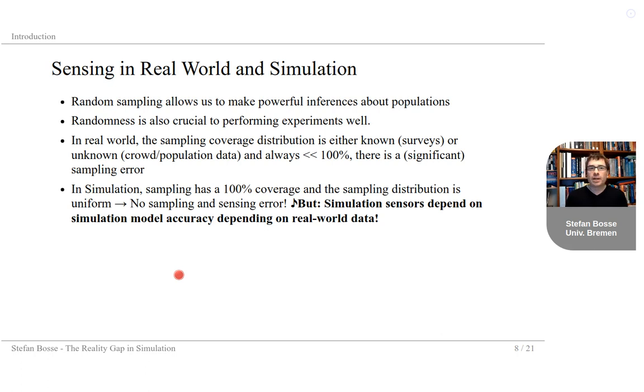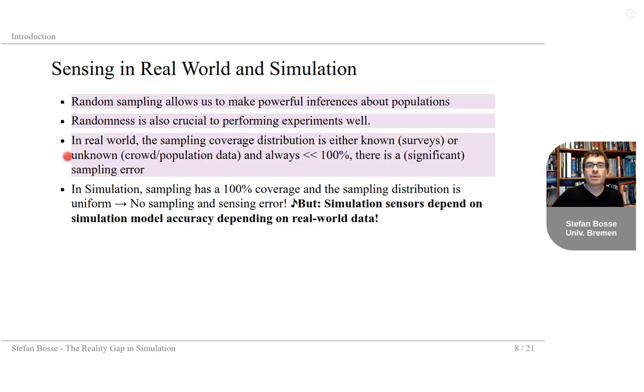Sensing in real world and simulation means random sampling allows us to make powerful inferences about populations. Randomness is also crucial to performing experiments well. In the real world, the sampling coverage distribution is either unknown or known by surveys. Especially if it's unknown, it's typically crowd population data, maybe towards big data. And the coverage is always much lower than 100%. So a sample is just a small snapshot of the entire population and should be representative.